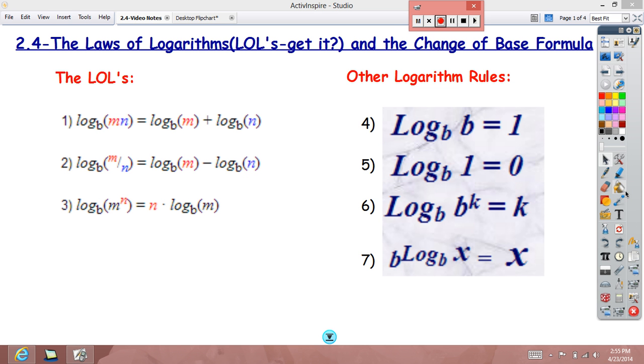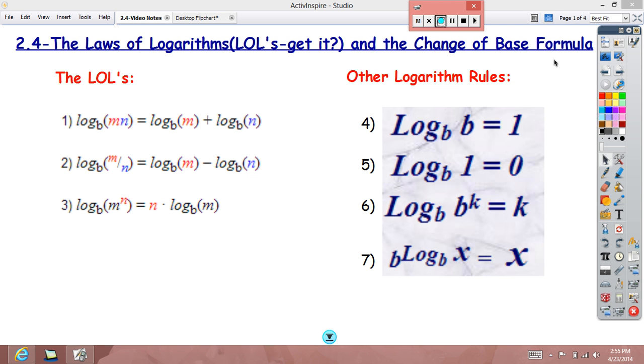Hi, we are back here, 2.4, which is my favorite one. I'm so clever. The laws of logarithms called the LOLs. Haha. I know everyone's laughing out loud right now. Oh my gosh. And the change of base formula.